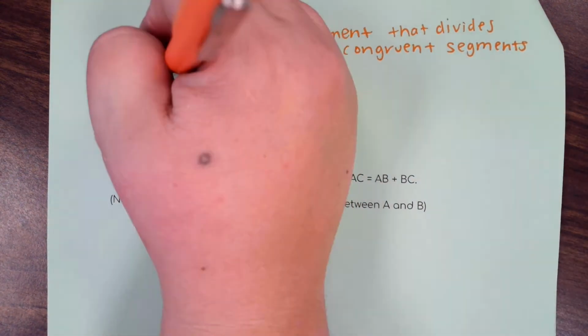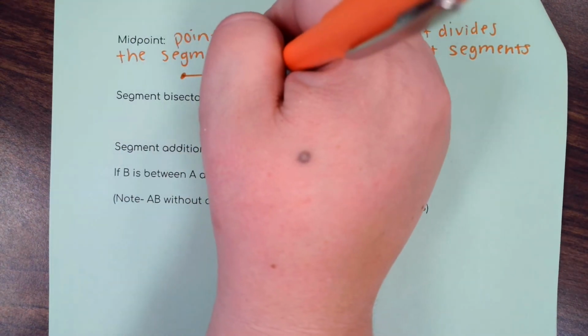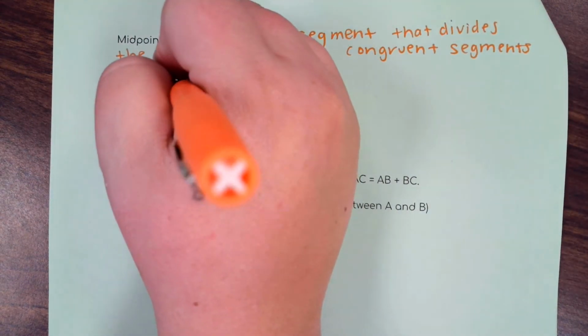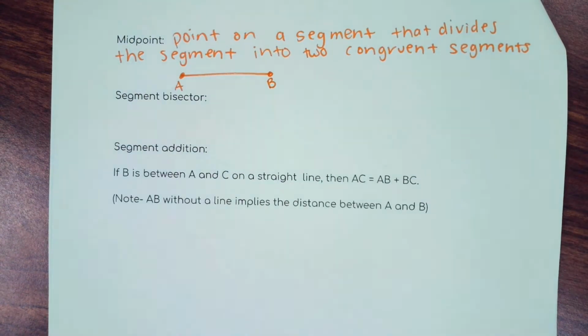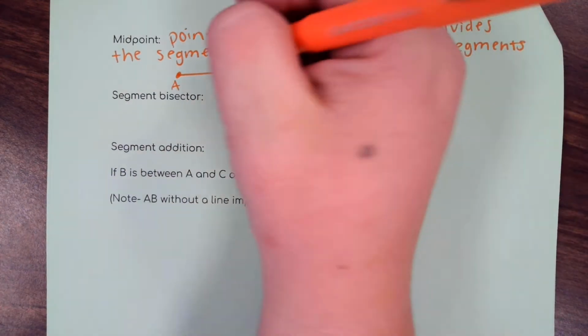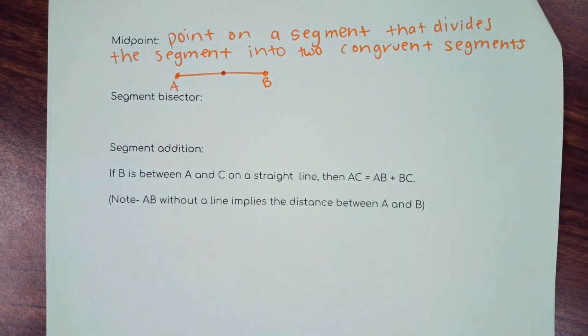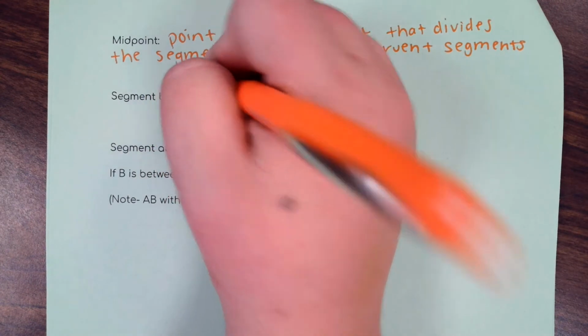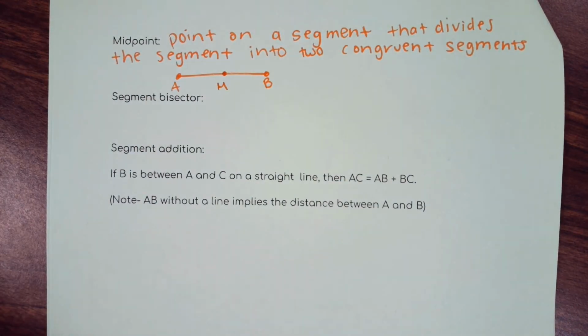So what that would look like is, let's draw a segment and label that A, B. A midpoint, basically what it does is it splits it in half. So let's put a dot right in the middle here. We're going to put that as M for midpoint.